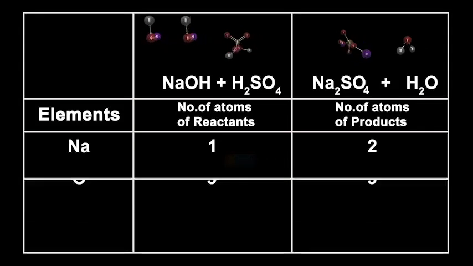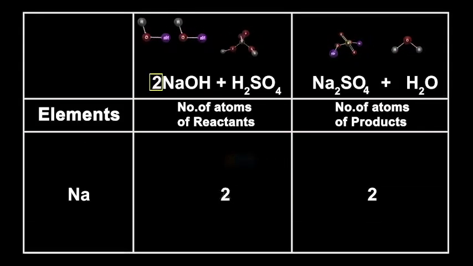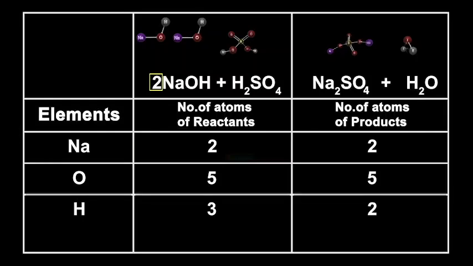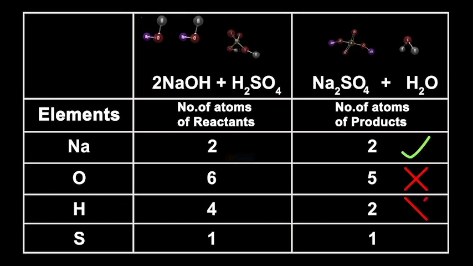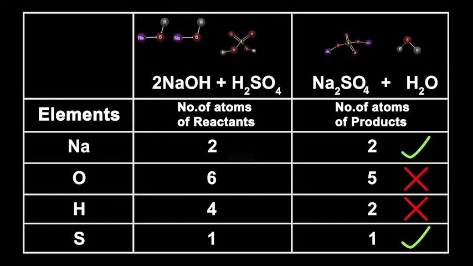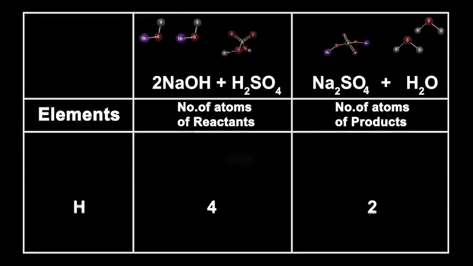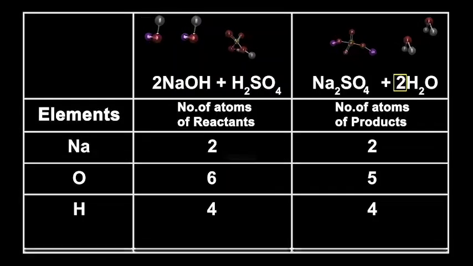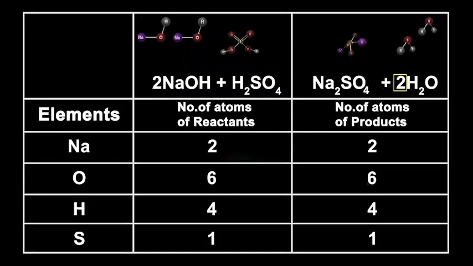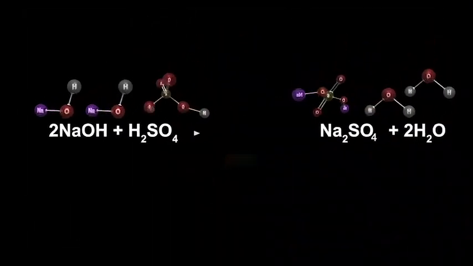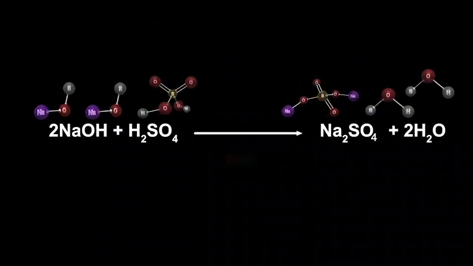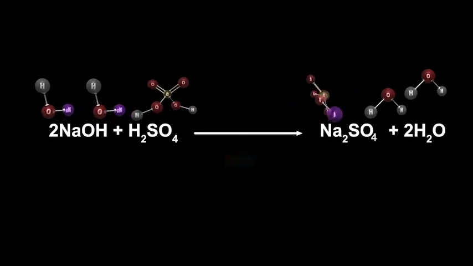To balance sodium, we multiply by 2 on the reactant side of the sodium atom. By this, oxygen atoms on the reactant side become 6, hydrogen becomes 4 and sulfur remains 1. After this, we observe that hydrogen and oxygen are not balanced. To balance hydrogen, we multiply by 2 on the product side of hydrogen. By this, oxygen atoms become 6 on the product side. By this, all atoms are balanced on both sides of the chemical equation, and the balanced equation is 2NaOH plus H2SO4 gives rise to Na2SO4 plus 2H2O.